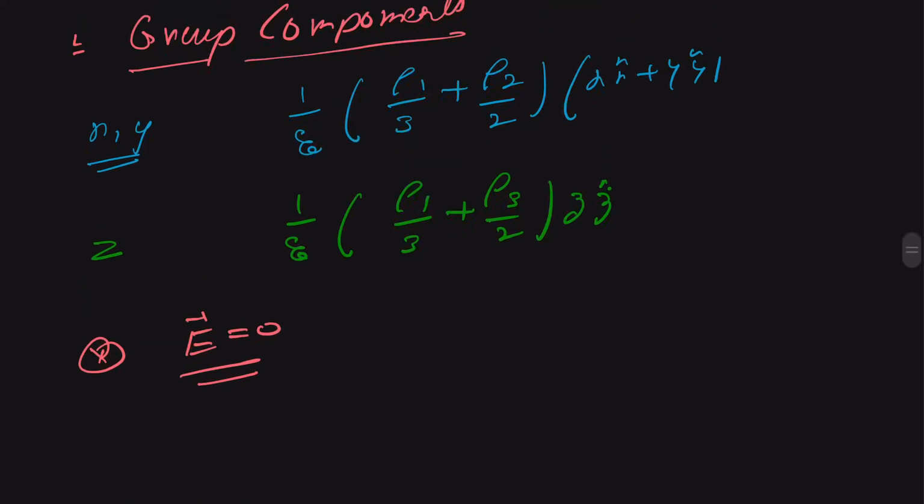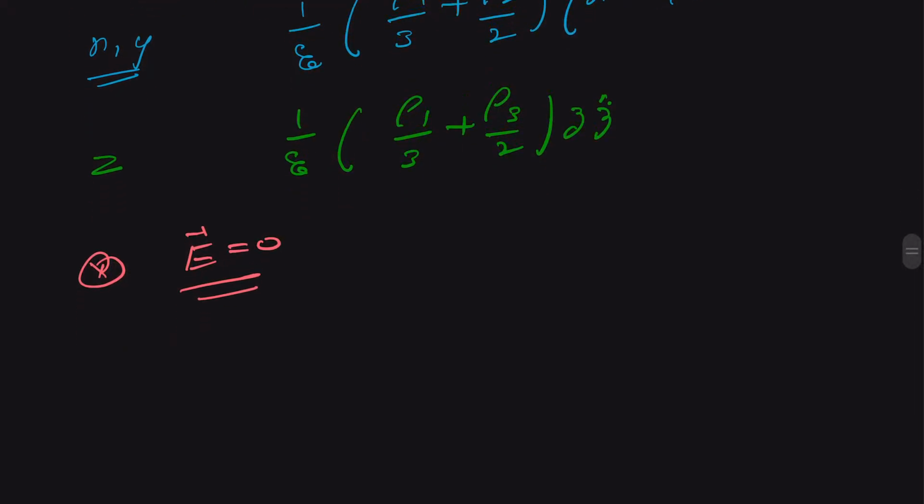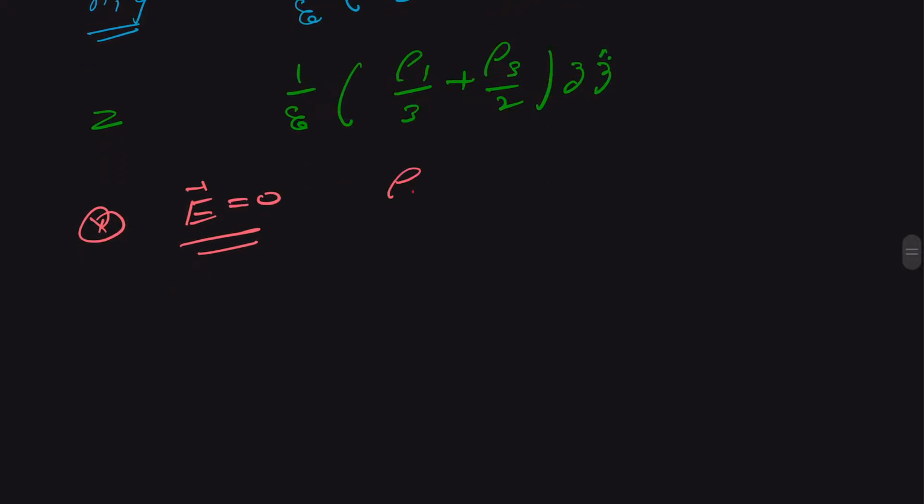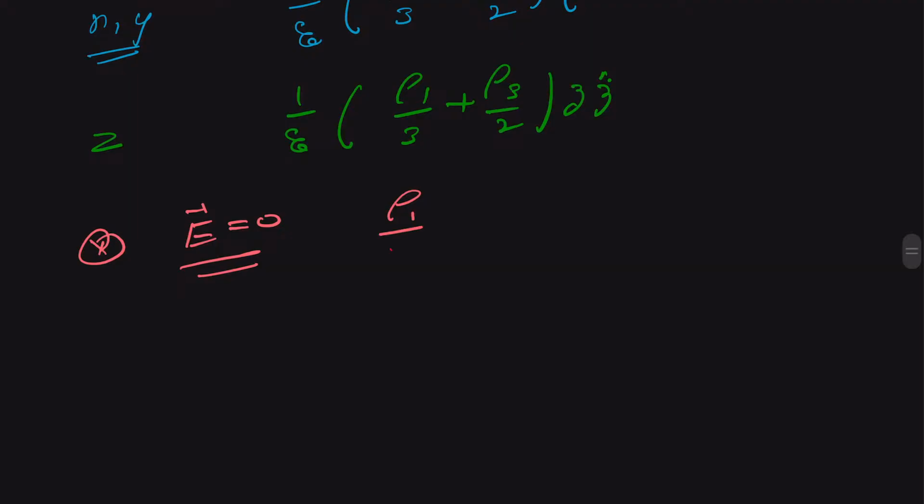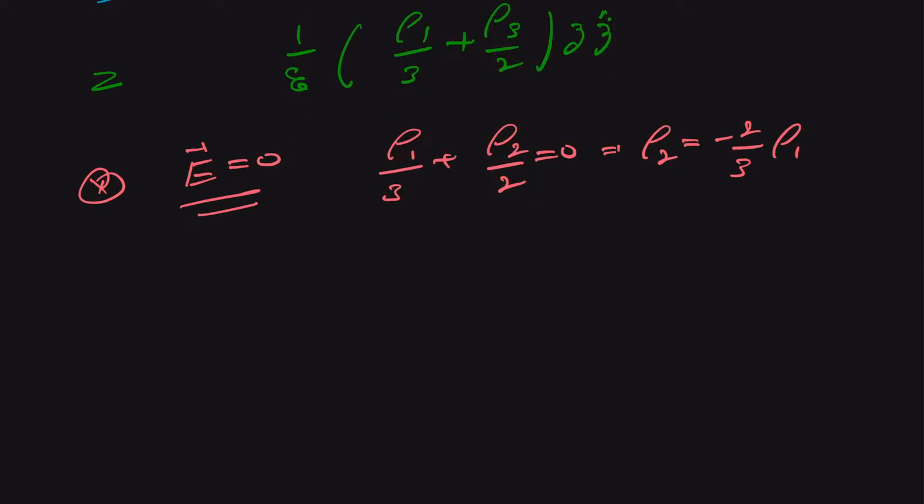So we are going to use our xy coefficient equal to 0. So we get ρ1 upon 3 plus ρ2 upon 2 is equal to 0. From here we get ρ2 is equal to minus 2 by 3 times ρ1. And then we impose the same condition on z equal to 0, and we get ρ1 upon 3 plus ρ3 upon 2 is equal to 0, which gives us that ρ3 is equal to minus 2 by 3 times ρ1.